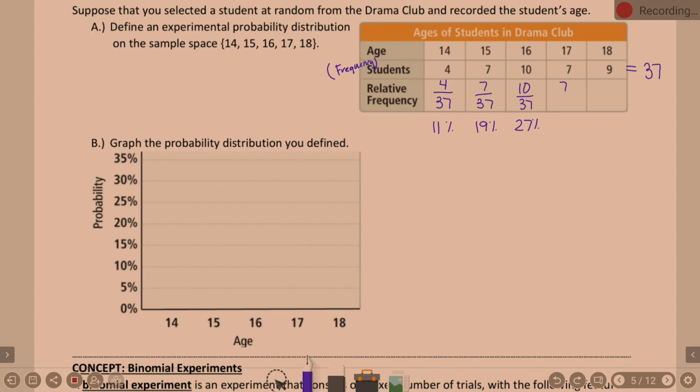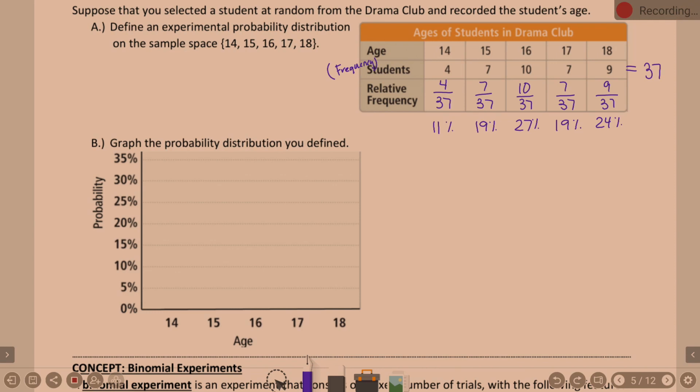17-year-olds, there's 7 out of 37 of them. Divide it, move that decimal 2 right, 19%. And 18-year-olds, you got 9 of them out of 37. 9 divided by 37, and then multiply by 100, move that decimal 2 right, and you've got 24% there.